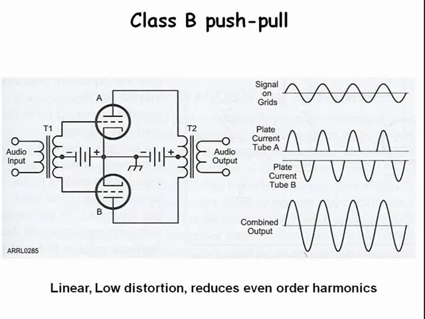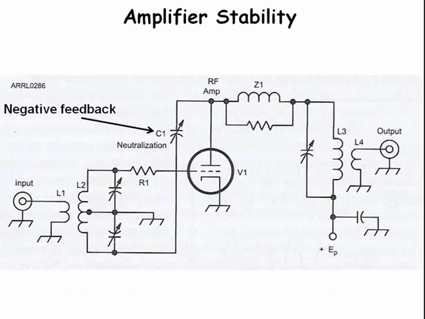Here is an example of a Class B push-pull amplifier. Notice that each of these vacuum tubes is handling half of the input waveform signal. Amplifiers can easily become oscillators like a public address system that's squalling. Negative feedback can be used to reduce or eliminate unwanted feedback. Notice in this schematic diagram the variable capacitor connected between the output plate of the vacuum tube to the input grid. That's to improve stability and reduce the tendency to oscillate.